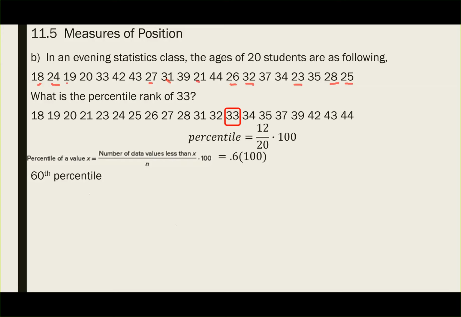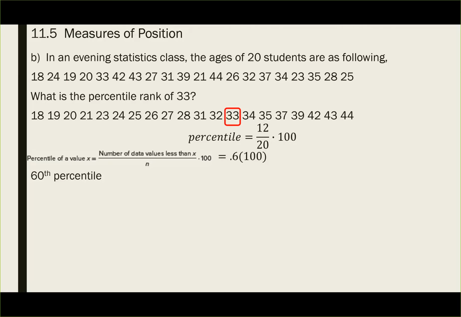Okay, so that's how you find the percentile. We need to know the number of data less than the value we're looking for, divide by the total, and multiply by 100 to convert to a percentage. Okay, any questions on how to find the percentile rank, or the percentile?